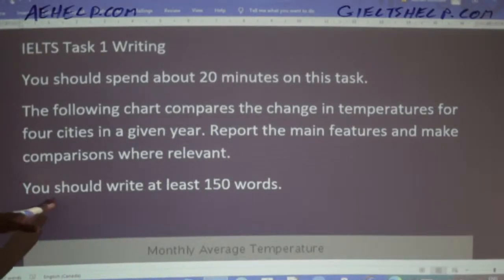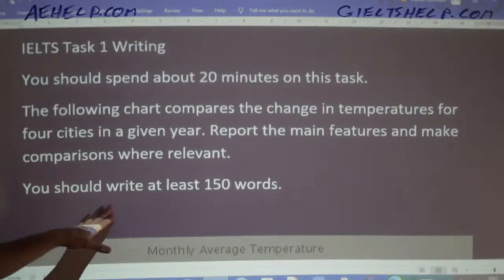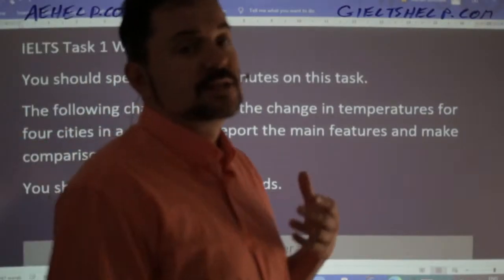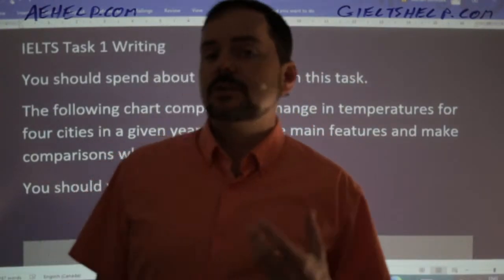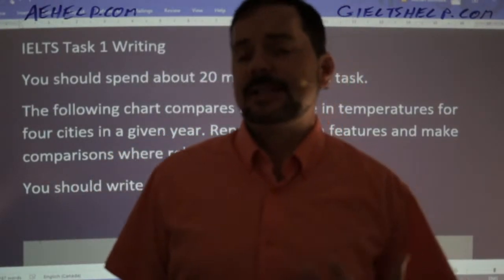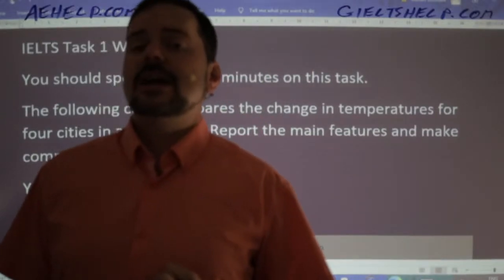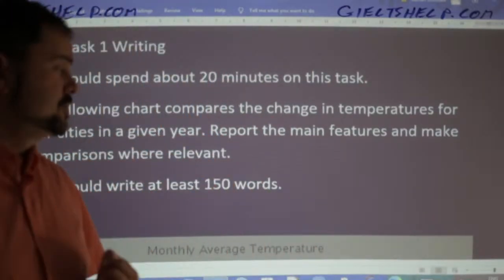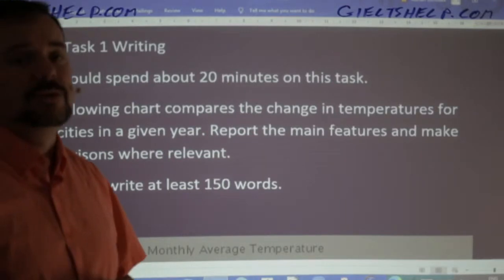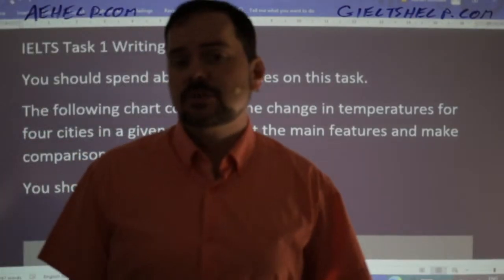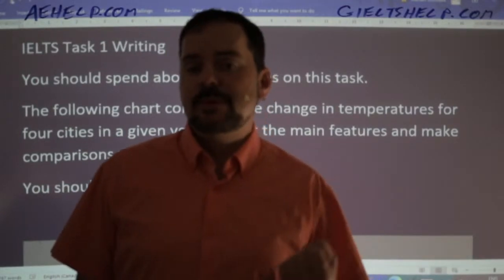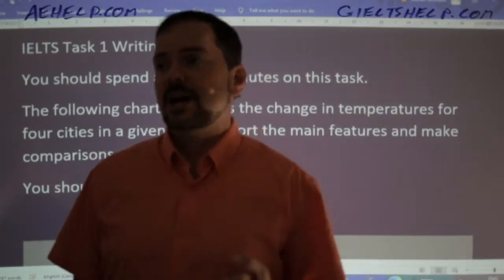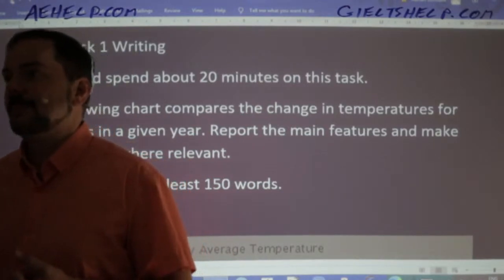You should write at least 150 words, and that's very true, okay? It's minimum 150 words. In order to get a high band score, like a band 7, 8, 9, your essay here should be much closer to 200, maybe even 220 words, okay? It's very, very difficult, if not impossible, to get a band 9 with just exactly 150 words, okay?